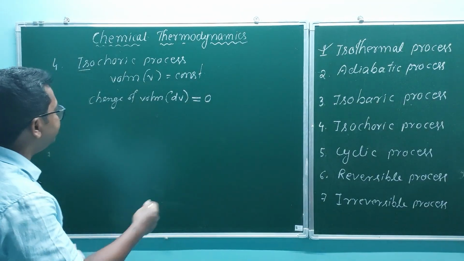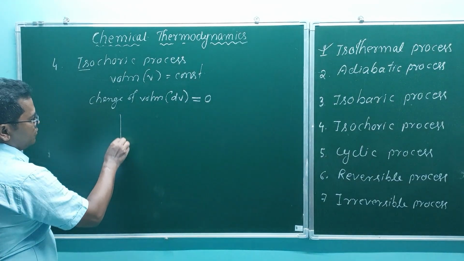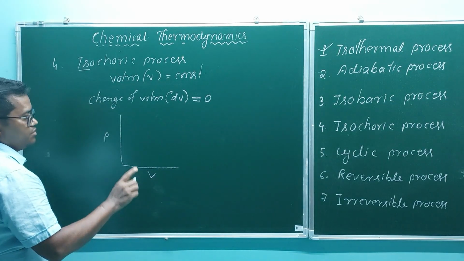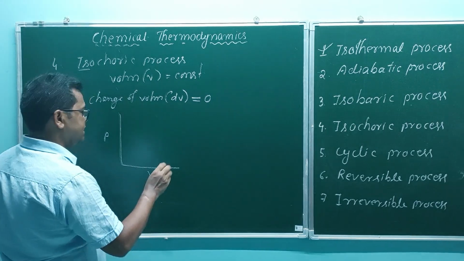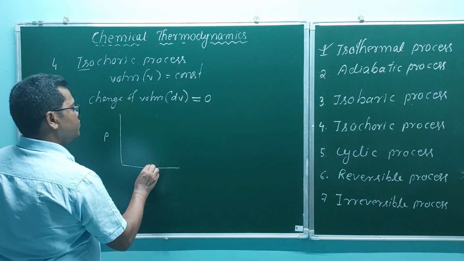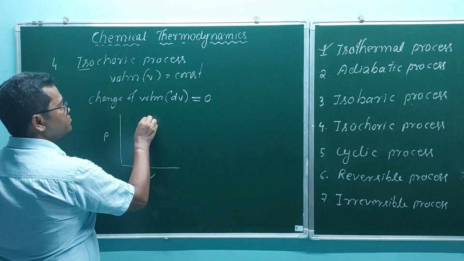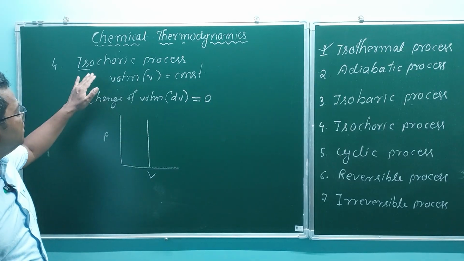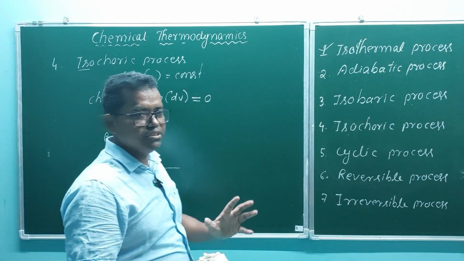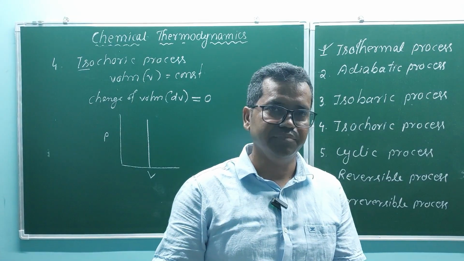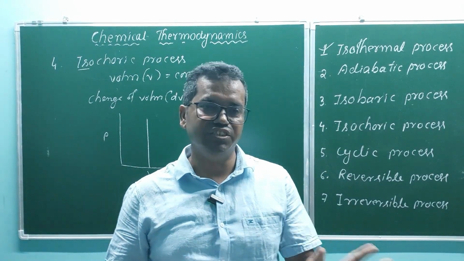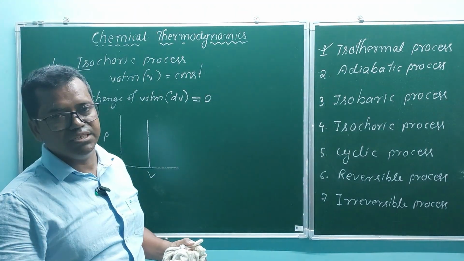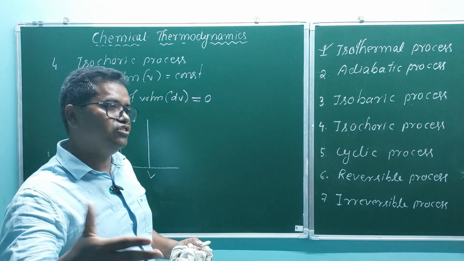Now what will be the nature of the curve? This is the pressure and this is the volume. The volume remains constant, volume does not change. This is the nature of the curve. So what is the isochoric process? The process in which the volume of the system remains constant during its change of state. I repeat, the volume of the system remains constant during its change of state.